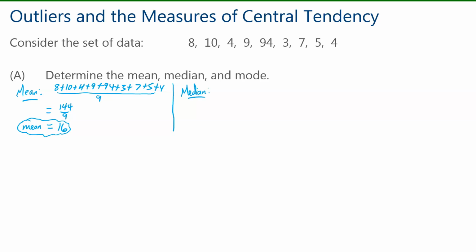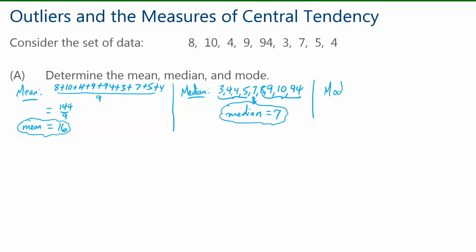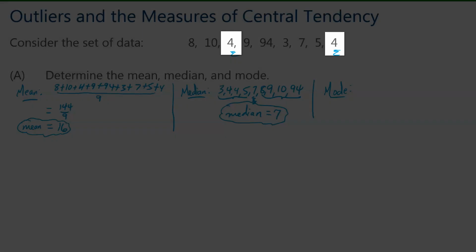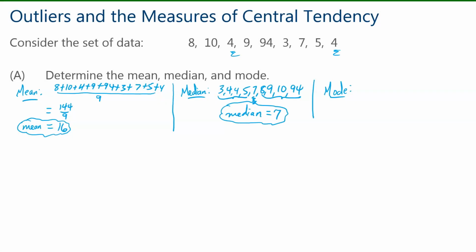Median, we need to organize. We're going to go least to greatest. We have 3, 4, 4, 5, 7, 8, 9, 10, and 94. 9 pieces of data, so there is a distinct middle piece. I group the first 4, I group the last 4. The piece of data in the middle is 7. Median equals 7. For our mode, is there a piece of data that repeats itself? And yes, we do have the 4. The 4 is there twice. It's the only data value there twice. So mode equals 4.